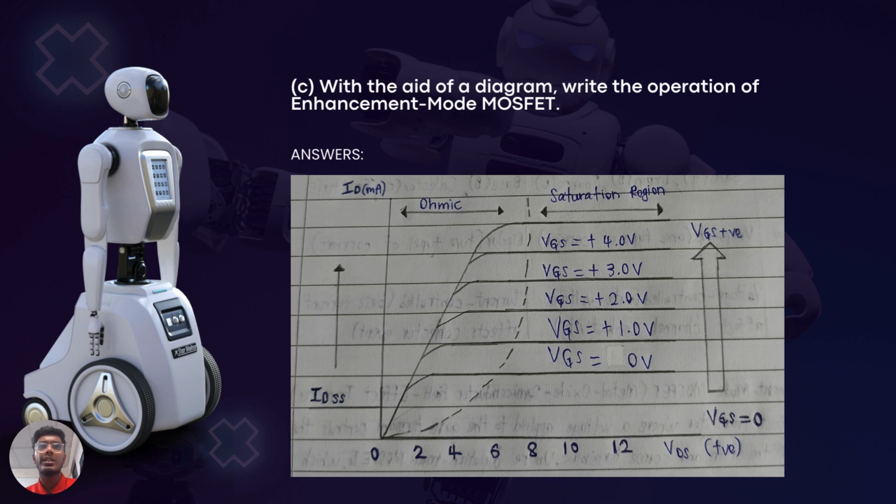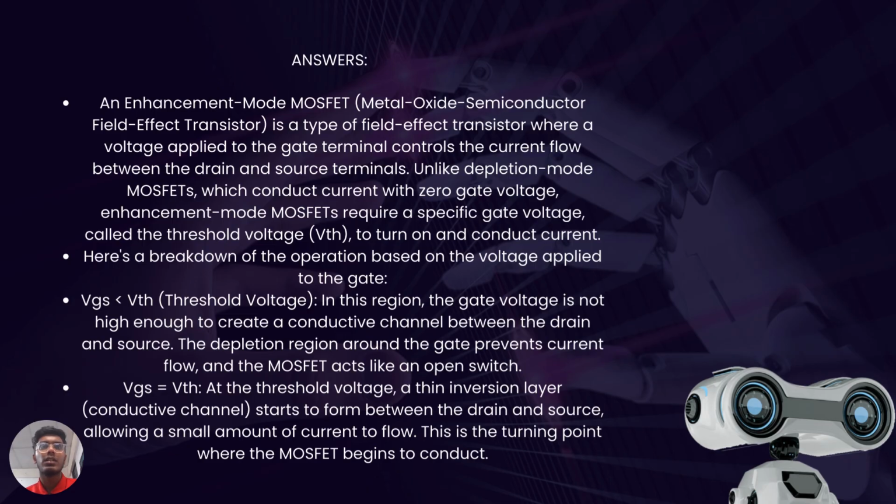C. With the aid of a diagram, write the operation of enhancement mode MOSFET. This is my answer for a diagram. Answers. An enhancement mode MOSFET is a type of field effect transistor where a voltage applied to the gate terminal controls the current flow between the drain and source terminals.